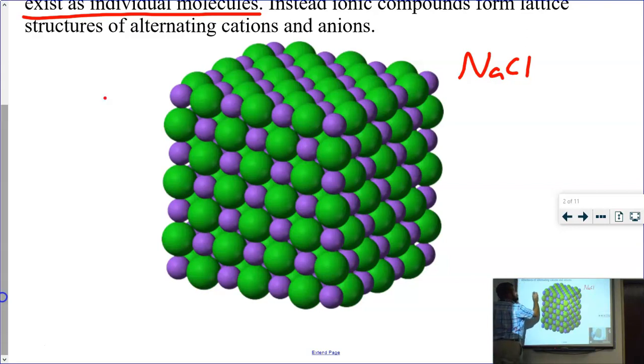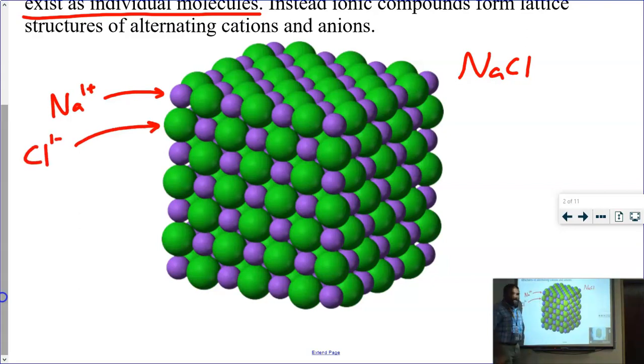Anyway, so these smaller ones, the purple ones, would be sodium 1 plus. These bigger ones, the green ones, would be chlorine or chloride 1 minus. All right? And again, this is unique. This isn't what water does. Okay? Water actually exists in discrete little molecules. If I have a cup of water, what I have in that glass is a whole bunch of those H2O molecules. 2 hydrogens with an oxygen in the middle, 2 hydrogens with an oxygen in the middle, so on and so forth. Okay? So covalent molecules exist exactly like the formula is written.